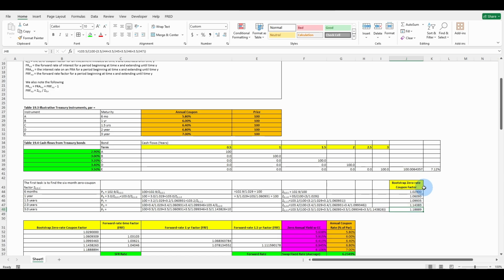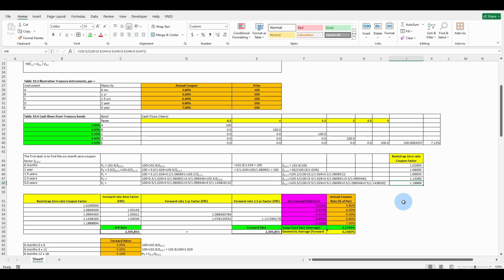Here's our Bootstrap zero rate coupon factor. So we have our zero rates. You're going, so what, Brad? In order to compute the swap fixed rate, we have to determine this bootstrap. So now we have the Bootstrap zero rate. We also have the forward rate 6-month factor. We have the forward rate 1 year factor. We have the forward rate 1.5 year factor. Smush these all together, it looks so much easier.